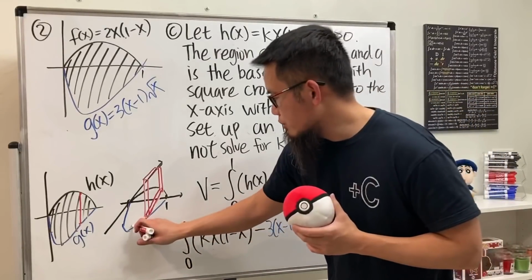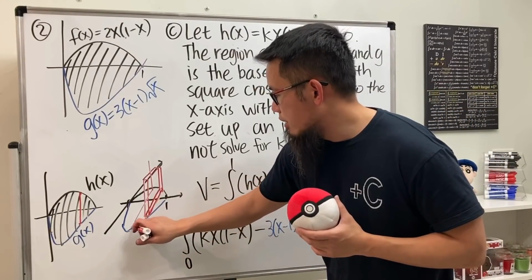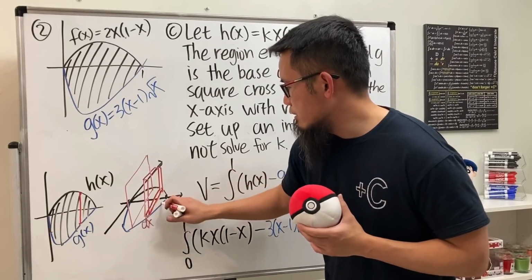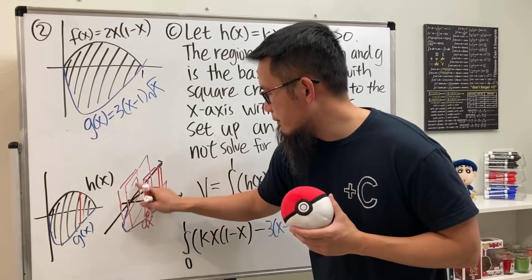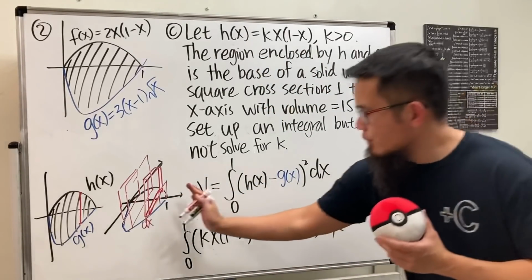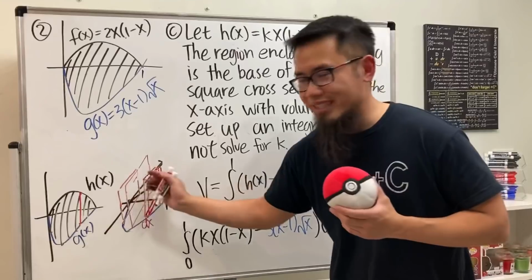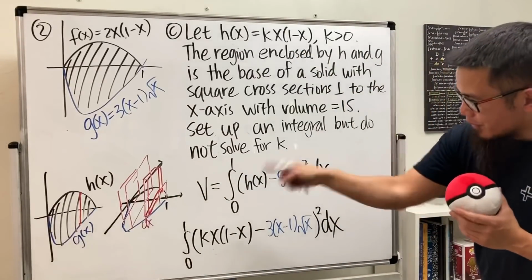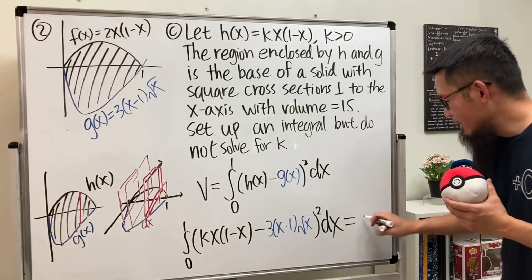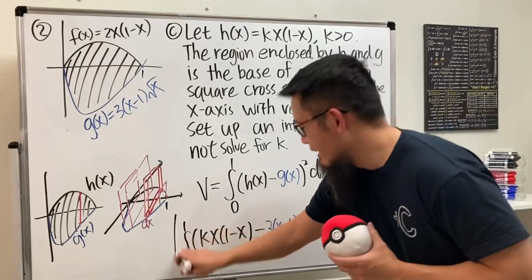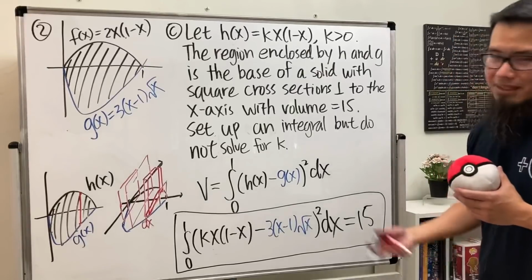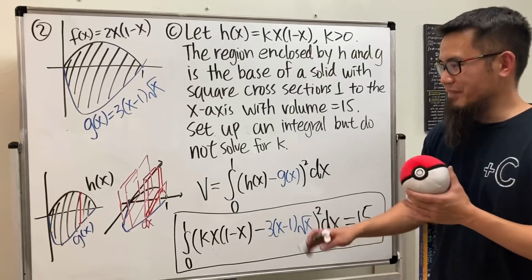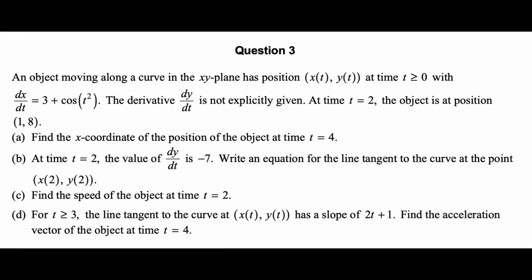Let me probably put down a couple more of these right here, and you can see that if you kind of just imagine, it's actually like a solid. And the volume for that thing is going to be 15. And this is what the question is asking. And all you have to do is just box this now. Can you solve for k? Yeah, but the question didn't ask you to do so, so leave it like that. That's it.